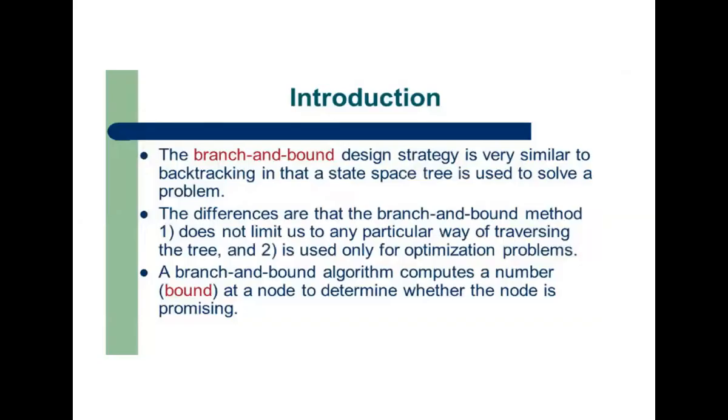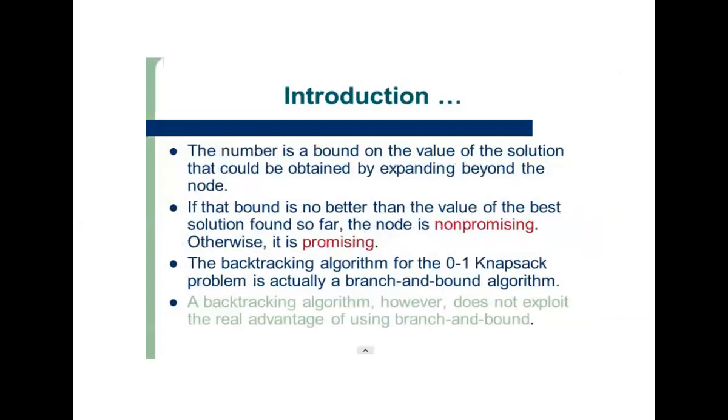The branch and bound strategy is very similar to backtracking in that a state space tree is used to solve the problem. I already told you, the difference is that it does not limit us to any particular way of traversing the tree, and it is used for optimization problems. If the bound is no better than the value of the best solution, the node is non-promising. If the best solution is there, that is promising.